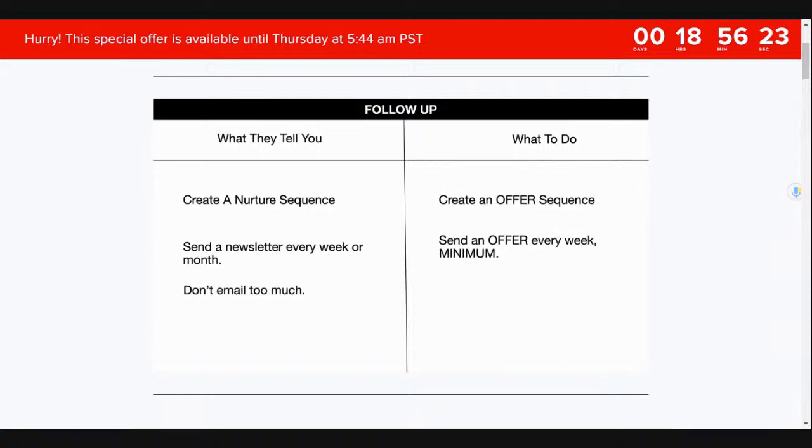And then there's the worst, which is don't email too much. No, terrible. People aren't reading the emails, right? The average consumer gets over 200 emails a day. They don't read them all. So you want to email all the time, not because you're obnoxious, but because most people aren't reading the emails. So you have to constantly be in the inbox.